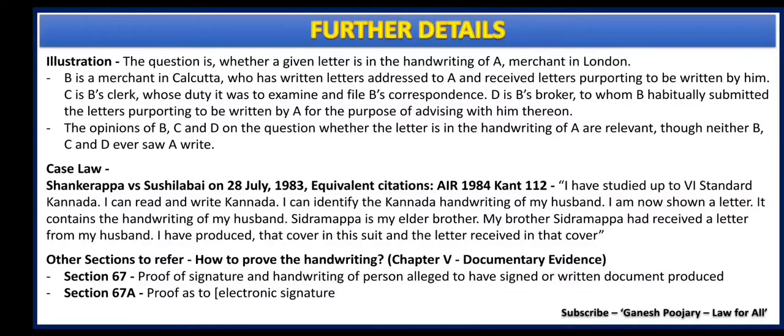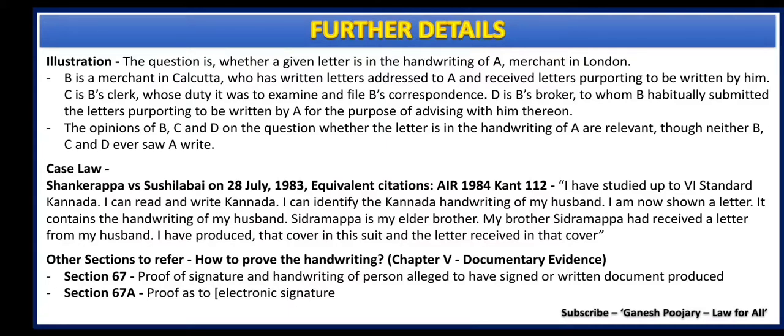The case law that you can refer for this particular section is Shankarappa versus Shushila Bai, where the question in front of the court was whether two people are married to each other or not. The wife says there was a letter from her husband to her brother where he has confirmed that I am his wife, and she recognized the handwriting, saying I am familiar with the handwriting of my husband and this letter has the handwriting of my husband. That way this is evidence that she and that person are wife and husband. That is what is discussed in this particular case law.